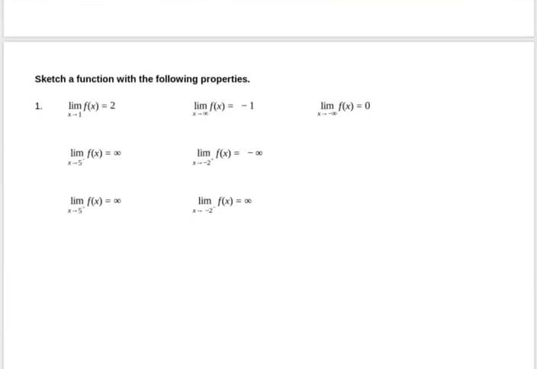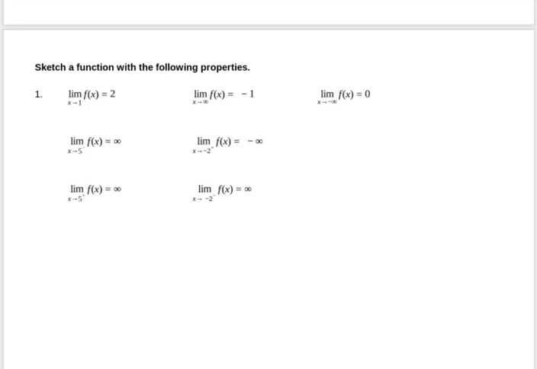Okay, on this next page, you'll notice there are 7 limits here that we have to take into consideration, and we want to make one graph that matches all of these limits. And so I want to make another note here. Remember, it must be a function. And so you want to make sure none of your y values repeat.